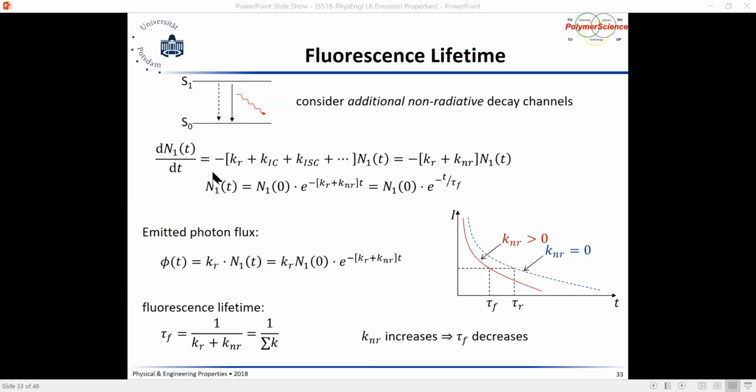And now things get a little bit more expanded. Now our rate equation for the number of carriers at any time after they leave S1 has to consider, obviously you had your radiative rate, now we have to consider all the non-radiative terms. One term is internal conversion, the other one is ISC, intersystem crossing.